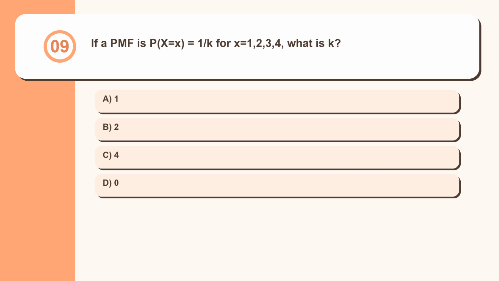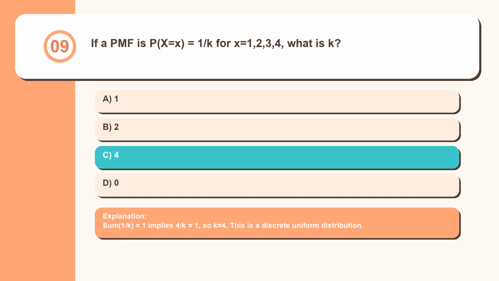Question 9. If a PMF is p(x) equals 1/k for x equals 1, 2, 3, 4, what is k? 1, 2, 4, 0. Sum of 1/k equals 1 implies 4/k equals 1, so k equals 4. This is a discrete uniform distribution.